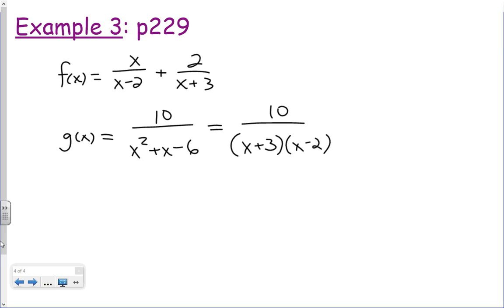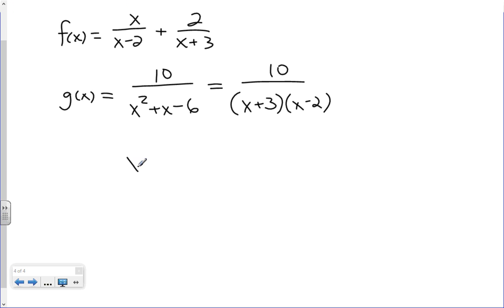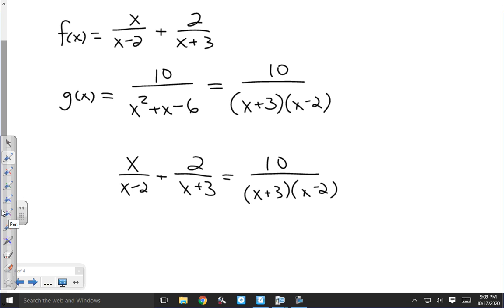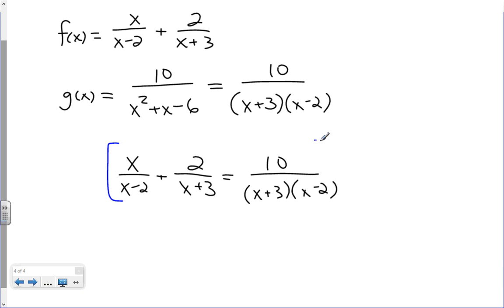So, all right. They want us to set these two equal to each other, so I've got x over x minus 2 plus 2 over x plus 3, and I'm setting that equal to, I'm going to write it in this second form, 10 over x plus 3 times x minus 2. What I'm going to do is multiply by a value here to get rid of the fractions, which turns out to be pretty nice. I can see that these fractions all involve an x plus 3 or an x minus 2. So I'll multiply everything by x plus 3 times x minus 2, the same thing, and eliminate the fractions.